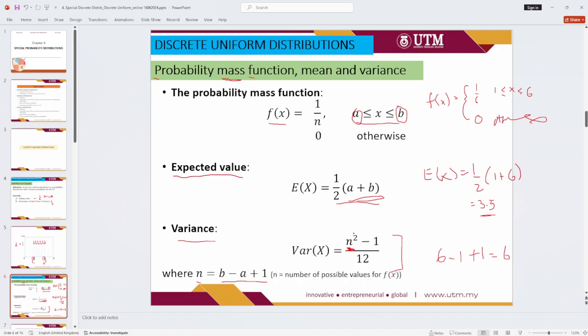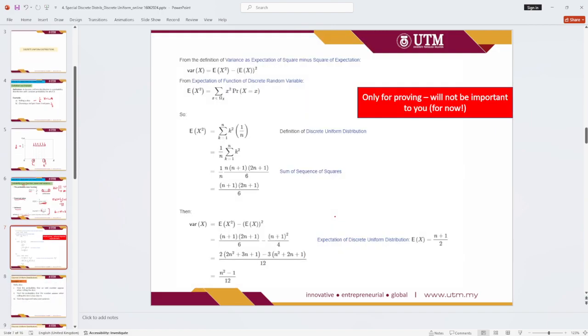Why is it minus 1 over 12? That's the proof here. Right now you don't really need to know this, but if you want to continue pursuing higher level statistics, you will definitely need to know this. Maybe in your degree, probably in your degree, because I remember I learned this during my degree.